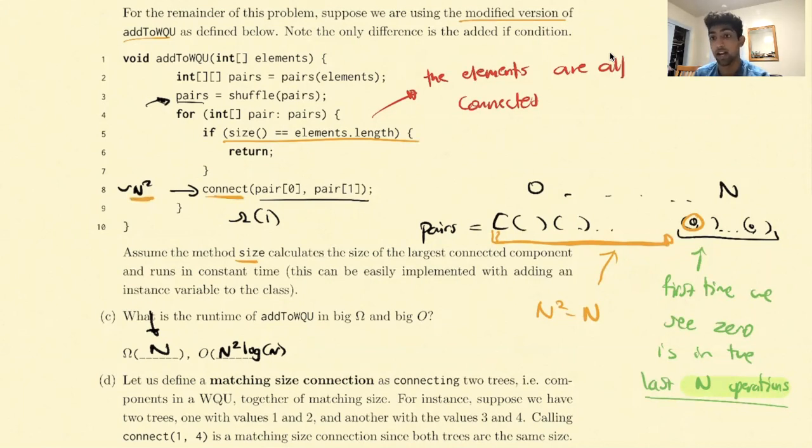So what we can say for a big O bound is big O of n squared log n, because we're using the same logic from the previous part, and I've constructed a situation in which we perform on the order of n squared connect operations, which is the same logic as what we did before, okay?